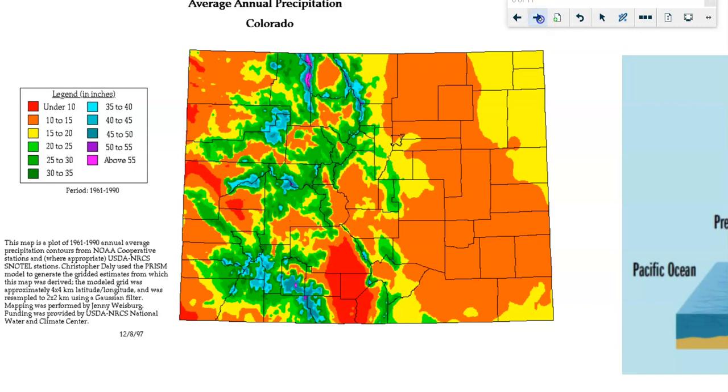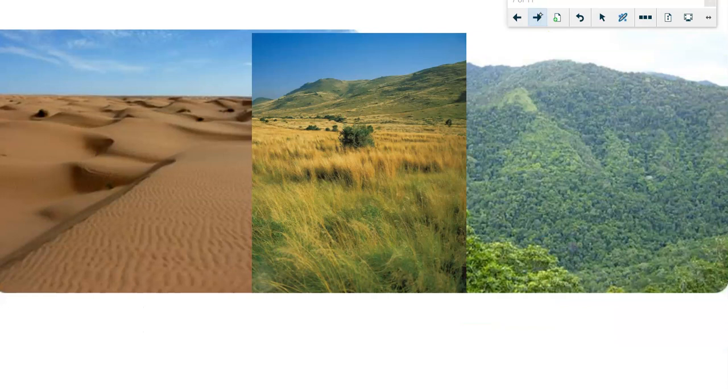Now, the last thing, which we're not going to get into a whole lot, is the type of vegetation in an area. Just think about temperature-wise. I've got three areas here. I've got a desert, I've got grassland, and I've got a forested area. Here's the key thing. The more vegetation you have in an area, the less temperature fluctuations you're going to have.